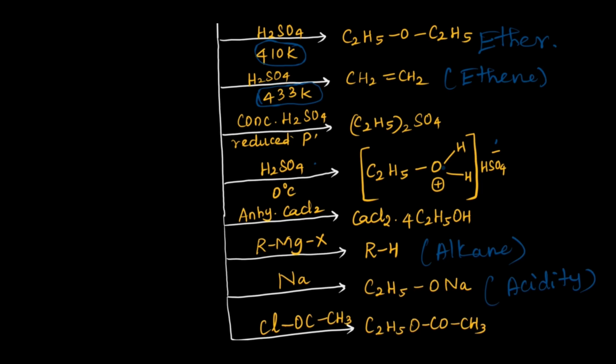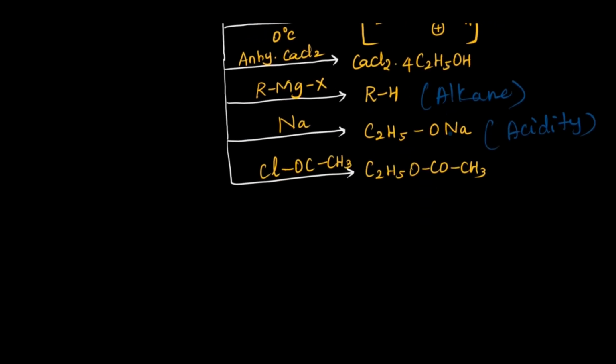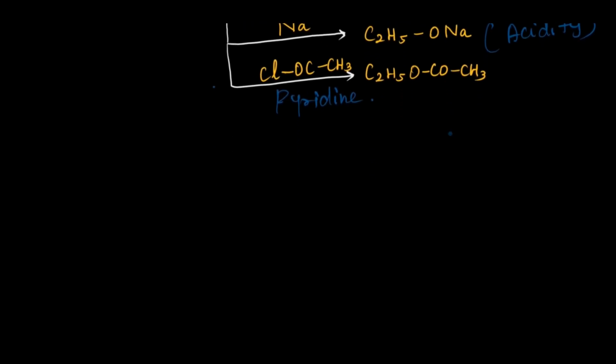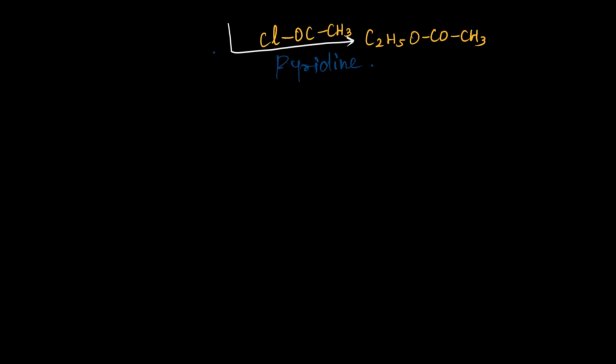And ClCOCH3 leads to the formation of C2H5OCOCH3 in the presence of pyridine. These are the chemical properties of alcohol. I told you one reaction, the Lucas test, is important for distinguishing alcohols.